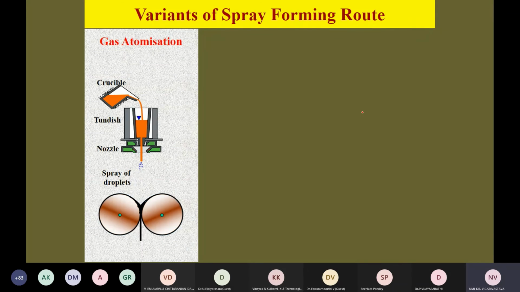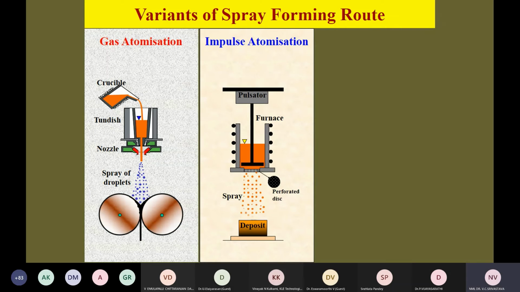There are some variants definitely with spray forming. Here we call it gas atomization and spray rolling. Here the spray is on two rolls, and the rolls are making a sheet out of this, so that any porosity or any defects in the process can be reduced, and you get very dense sheets here. Second is impulse atomization. Here there is a process where you have a perforated disc. This is liquid and perforated disc. The perforations are of a size of around 50 micron or less than that. Then the pulsator pulsates, and droplets come down, and they can be collected on a substrate as a deposit.